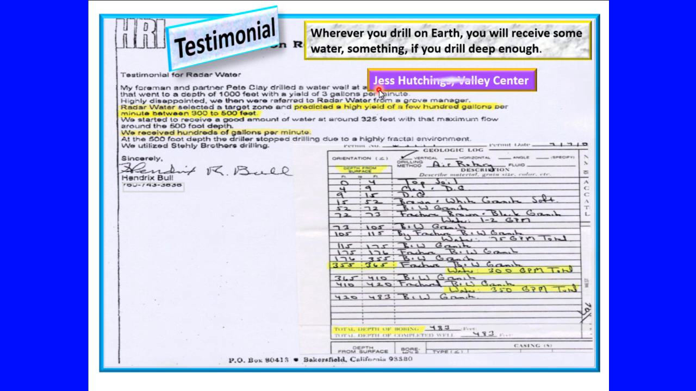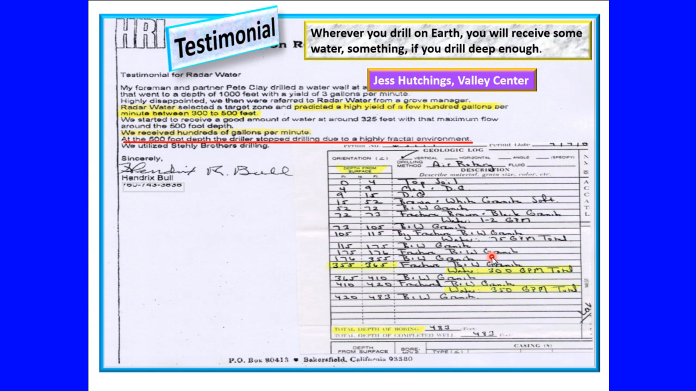Jess Hutchings, Valley Center. Radar water predicted a high yield of a few hundred gallons per minute between 300 to 500 feet. This is the well log. This is the depth at which they hit water. Fracture. By this time, they were hitting 300 gallons per minute. At 73 feet, 2 gallons per minute; at 115, 75 gallons per minute; and at 420, 350 gallons per minute.